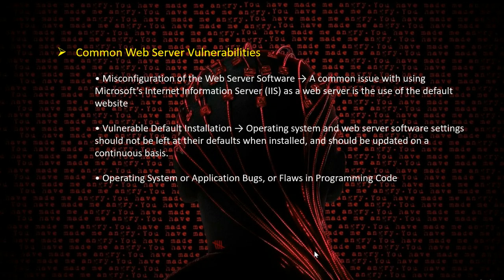Now, if you look at the common vulnerabilities we come across in web servers, it's mainly misconfiguration of the web server. A common issue with using Microsoft Internet Information Server as a web server is to use the default website. In most cases the default settings are being used, and that is one common loophole we come across nowadays as well.